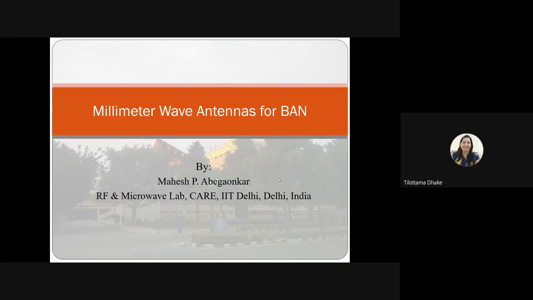The band of 60 gigahertz with a bandwidth of 7 gigahertz is unlicensed. So that is where we have been working in this area. I'll discuss different types of antennas, different types of scenarios, and some preliminary results of the same.